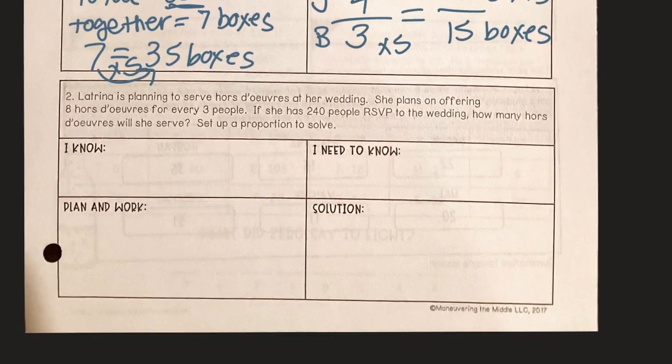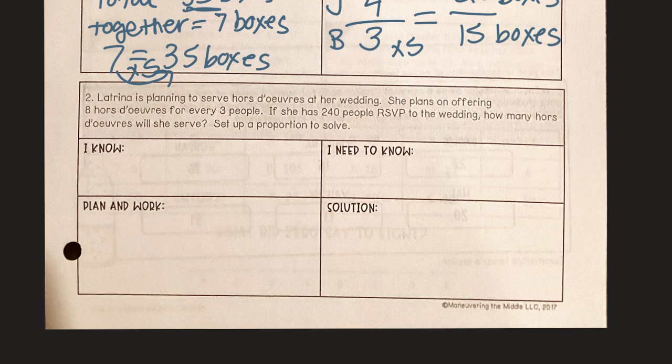Moving on to question number 2. Question number 2 says, Latrina is planning to serve hors d'oeuvres at her wedding. She plans on offering 8 hors d'oeuvres for every 3 people. If she has 240 people RSVP to the wedding, how many hors d'oeuvres will she sell? Set up a proportion to solve.